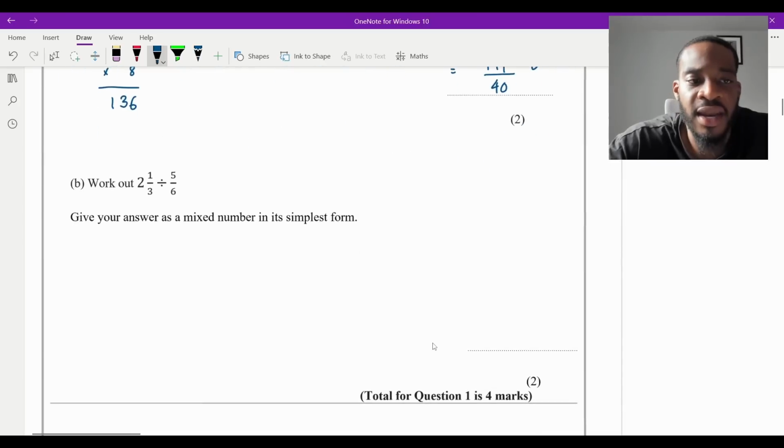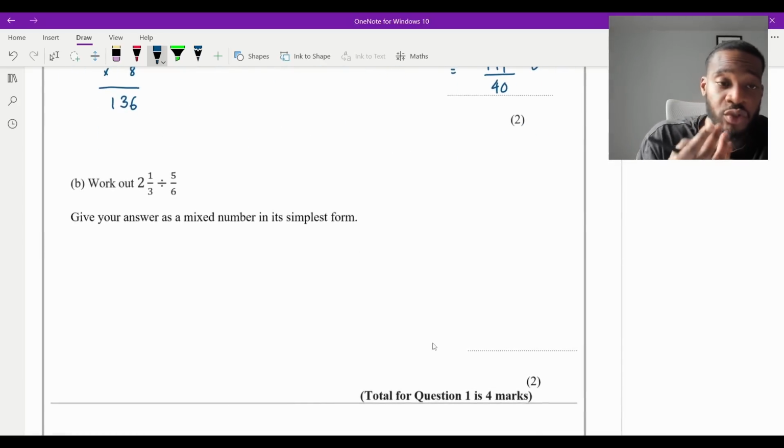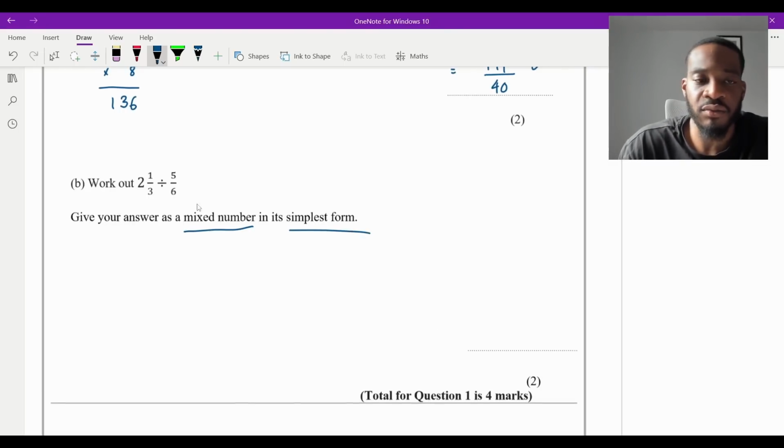And now part B, it says work out 2 and a third divided by 5/6. Give your answer as a mixed number in its simplest form. So always just be aware of these questions and make sure you get the marks. So 2 and a third, we're going to convert that to an improper fraction. 3 times 2 is 6. Add that 6 onto the 1. That's going to be 7/3. So the question is actually asking us to work out what 7 over 3 divided by 5 over 6 is.